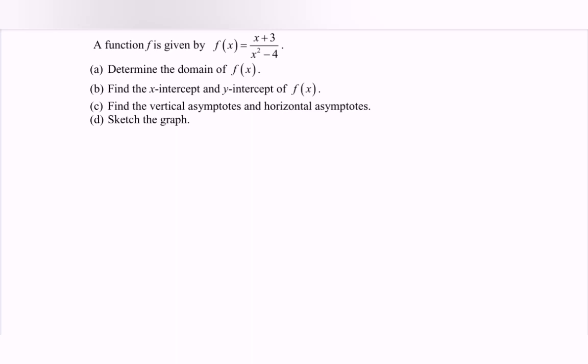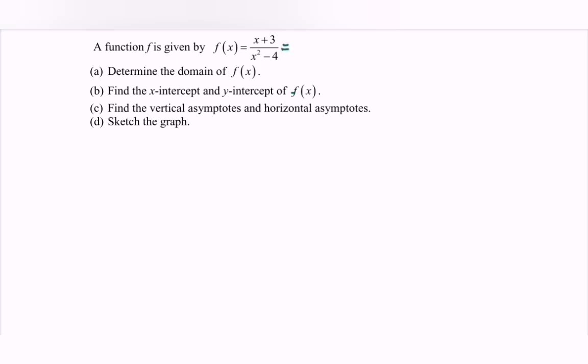Hello everyone, in this video I'm going to discuss an example of limits for graph sketching. A function f is given by f(x) equals (x + 3) over (x squared minus 4). As we can see, we can simplify the function and represent it as (x + 3) over (x minus 2) multiplied by (x + 2), in factored form.